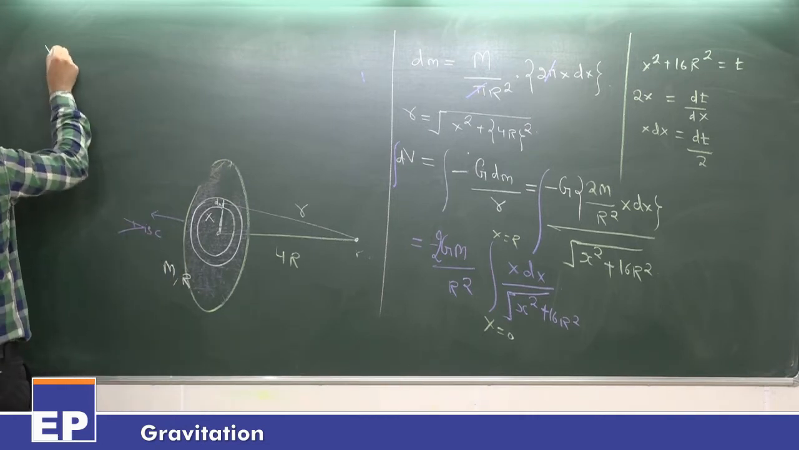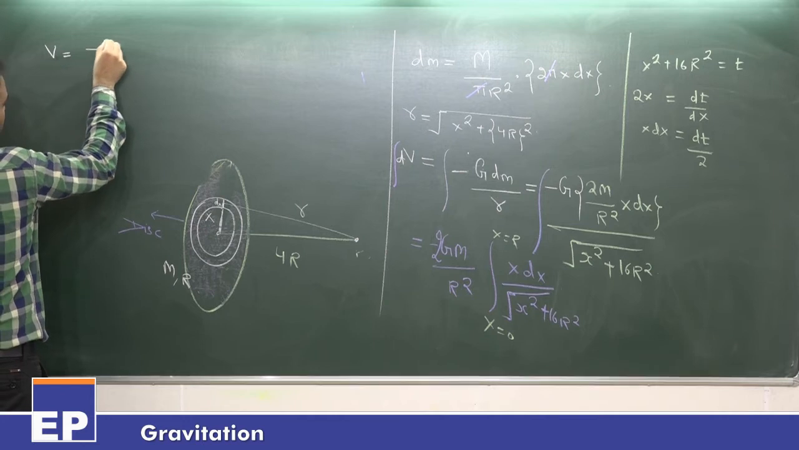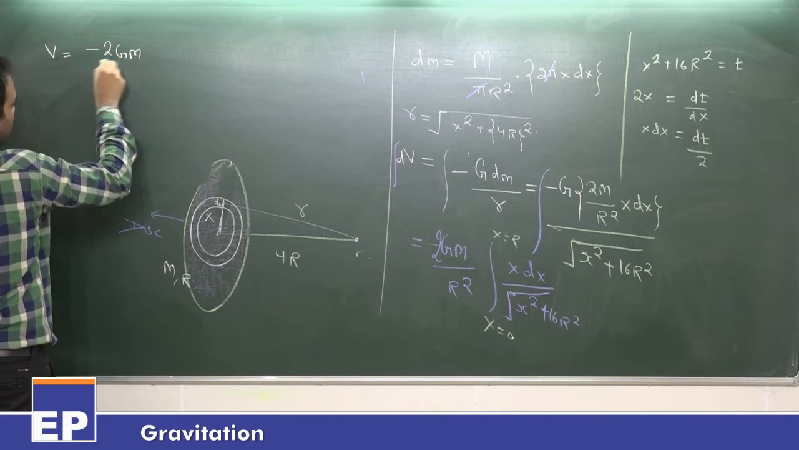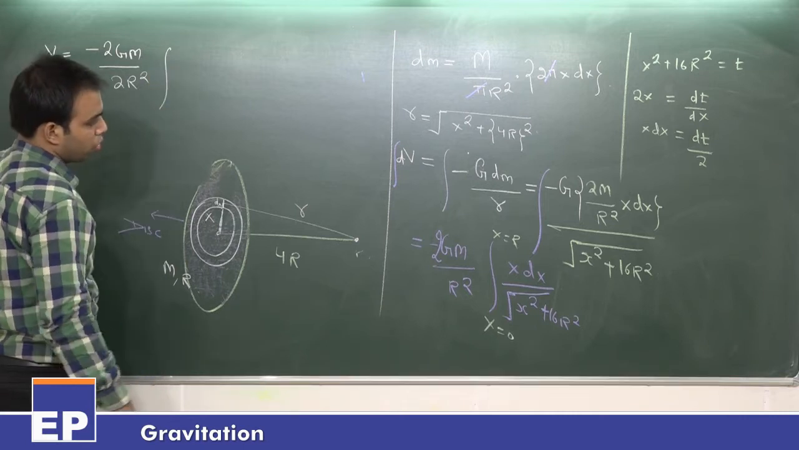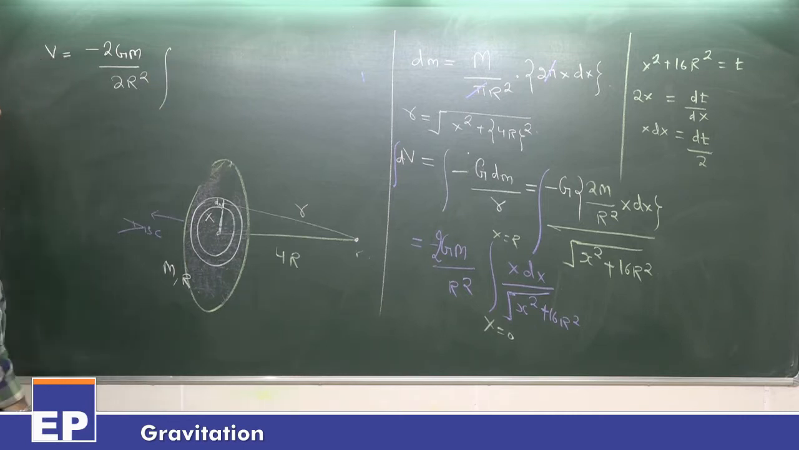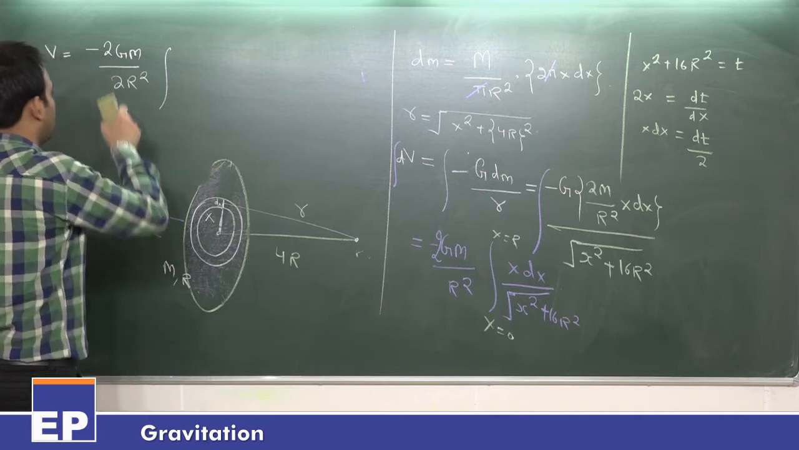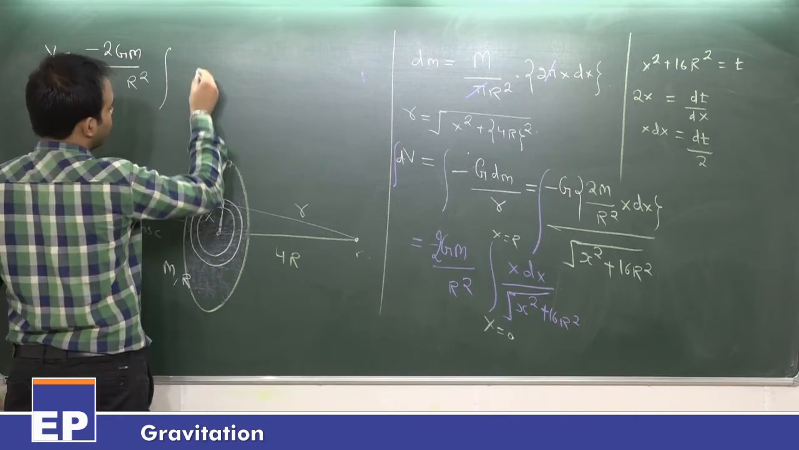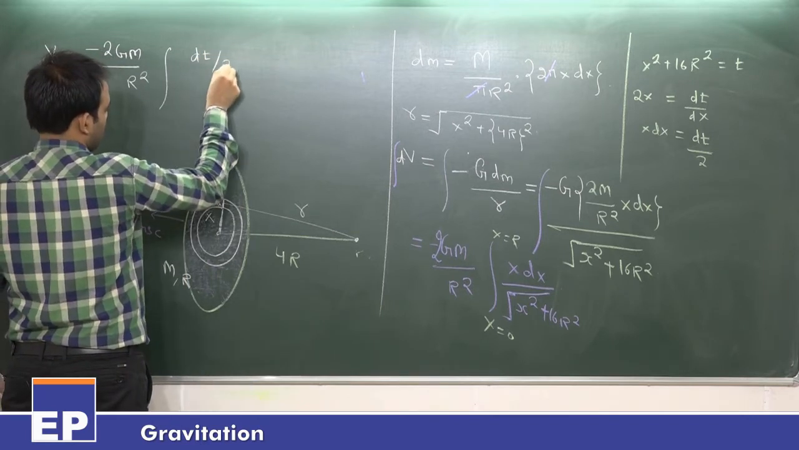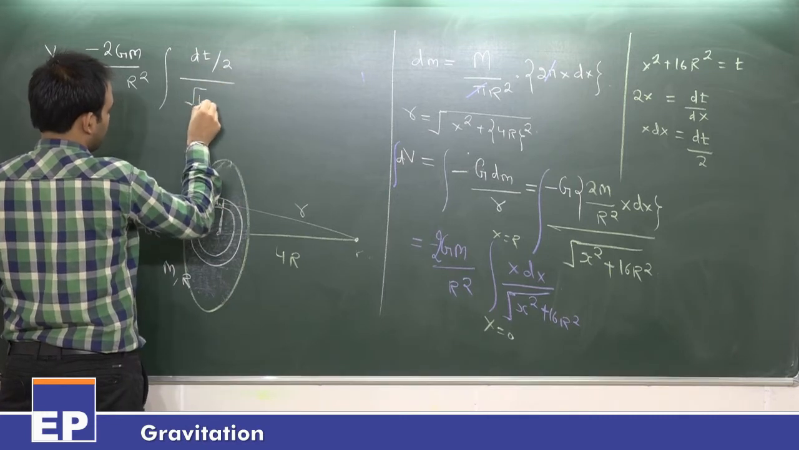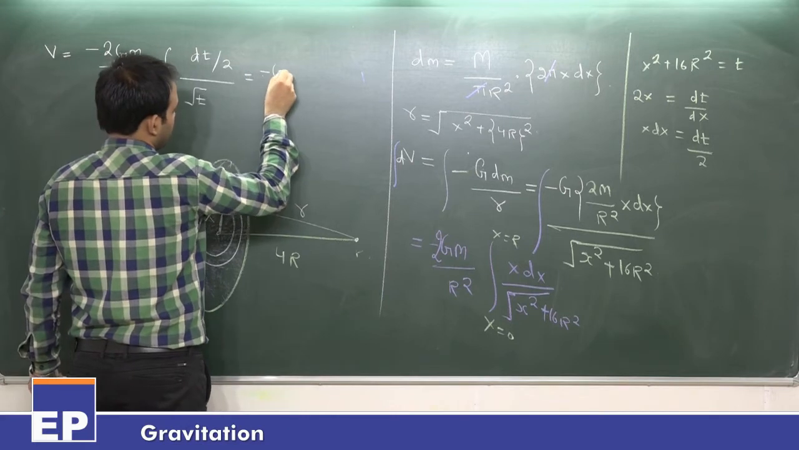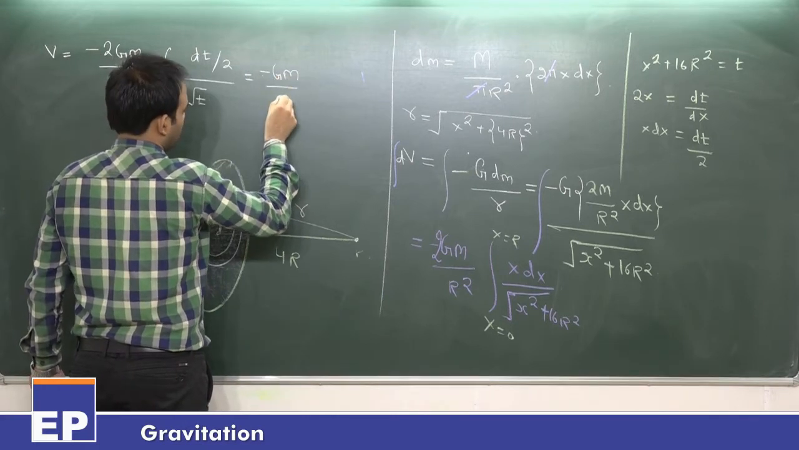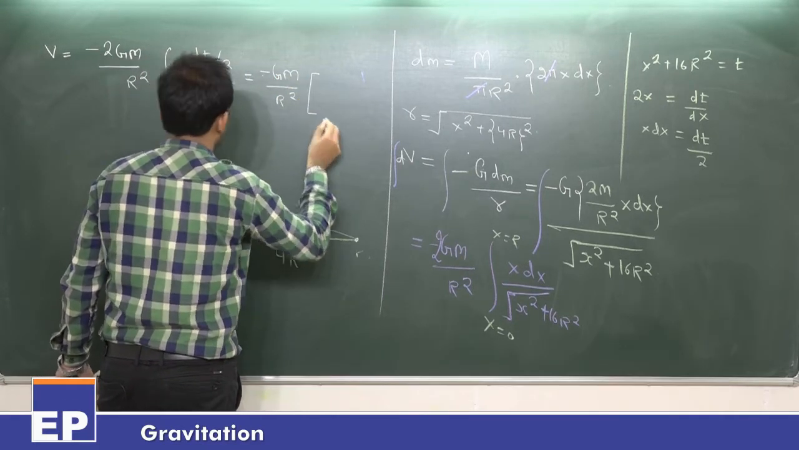The potential will come out to be minus 2 into GM by 2R square. I am multiplying by 2, so the integration becomes 2 into x dx. 2 into x dx, I can write as dt by 2, and this is root t. The 2 will go outside and cancel. It is minus GM by R square integration of root t, t raised to power 1 by 2.